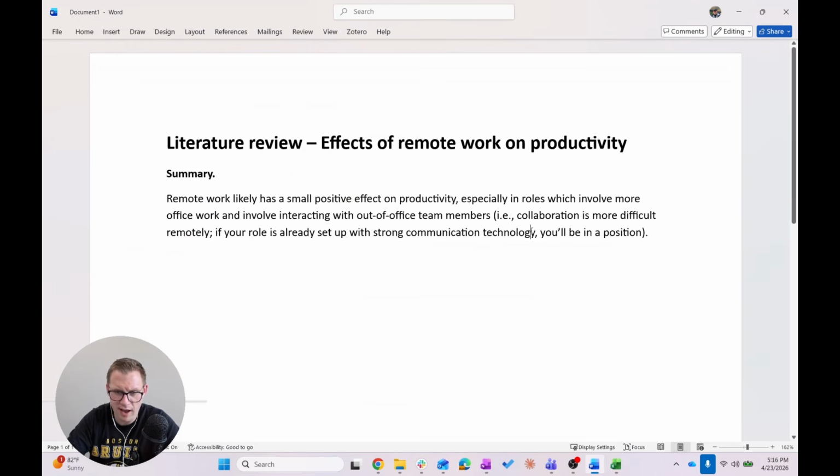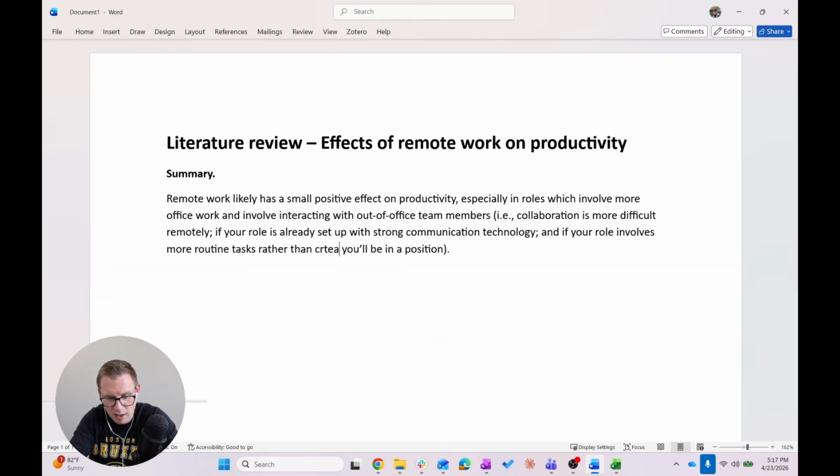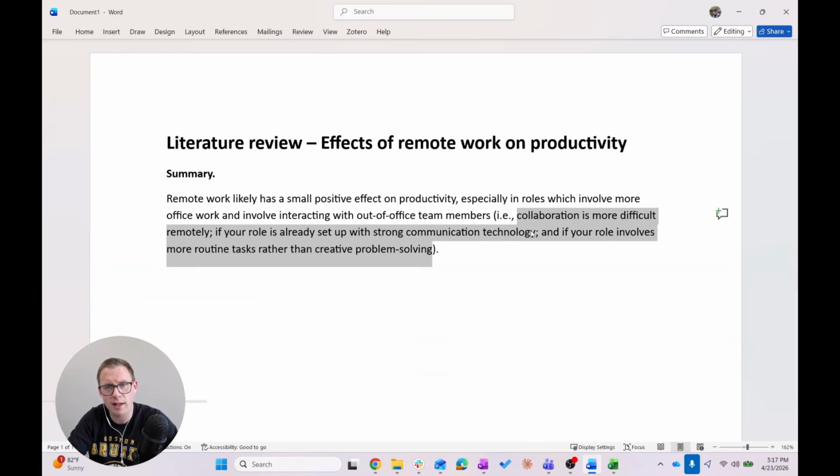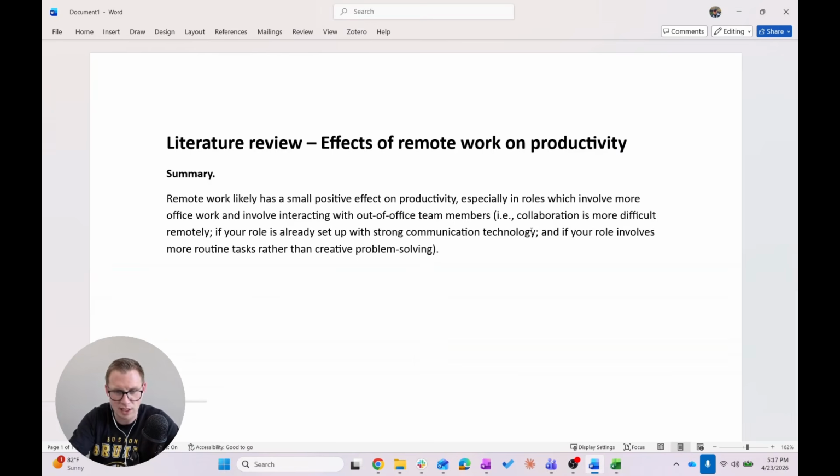Okay, there's one other caveat that I just captured, and that is if your role is already set up with strong communication, and if your role involves more routine tasks rather than creative problem solving. I don't know if I'll keep that in, but I'm going to write it for now. Those are, it seems to me, the three most well supported factors in driving productivity increases or decrease effects. So I'm going to start there.